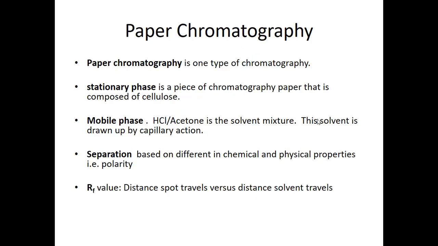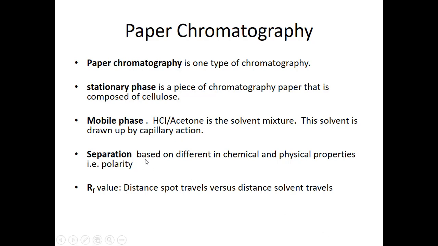All right. So paper chromatography is again one type. The stationary phase we already talked about is a piece of chromatography paper that's made of cellulose. That's important because that cellulose is going to help us to determine which compounds we believe would adhere better to the chromatography paper than others. And then our mobile phase for this paper chromatography experiment is a hydrochloric acid and acetone mixture. And it's this mobile phase that's drawn up the chromatography paper by capillary action. So when you have a compound that's spotted on the paper, when the solvent passes over the compound, it's going to drag that compound up with it. And I'm going to show you that shortly.